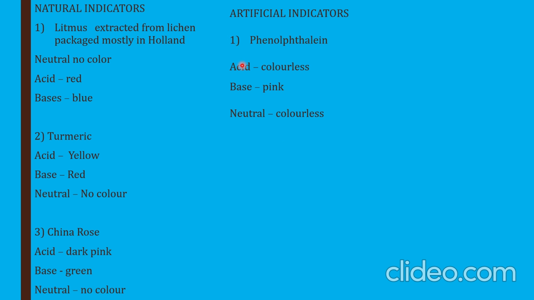Next, artificial indicators. Now we are going to only discuss phenolphthalein. Now phenolphthalein, that's how you pronounce it. In acid, it's colorless. Okay. In base it turns into pink, and in neutral it's colorless. So one problem with this is, suppose you have a colorless solution, and when we test it with phenolphthalein, if it is colorless, we cannot know whether it's going to be an acid or a neutral. So we generally use litmus for our purposes.